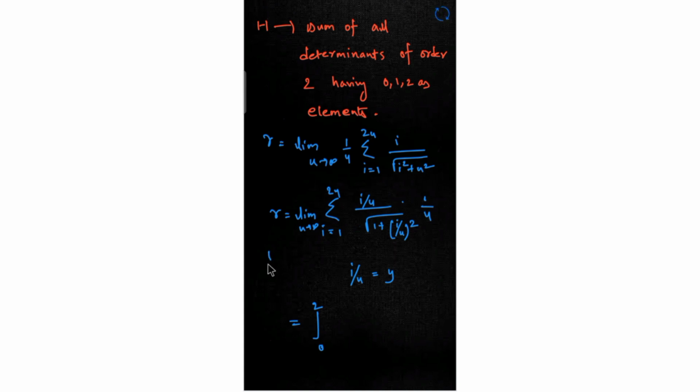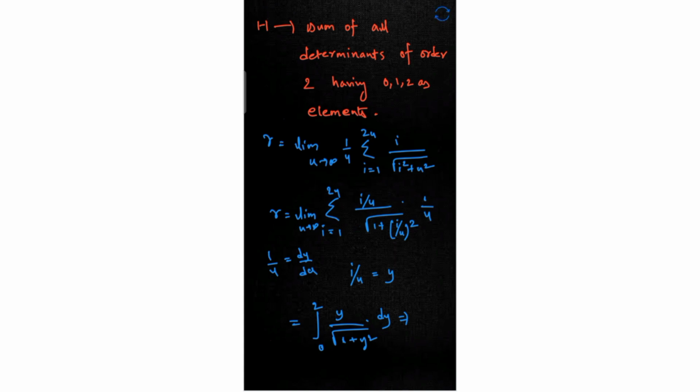So you get 1 by u is dy by du. Alright, so you can just put that here itself. So 1 by u as y and root over 1 plus y square, and this one, 1 by u, we have taken as y, so 1 by u, you can just put that to be the value of dy. Alright, so this is what you're gonna get.